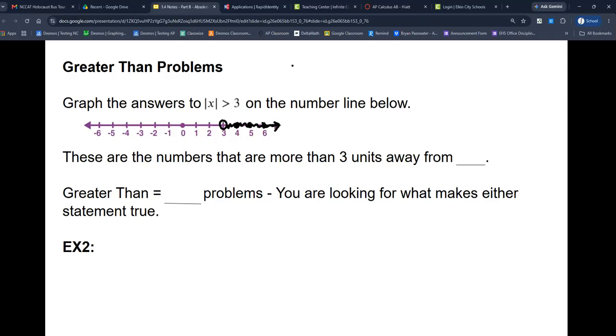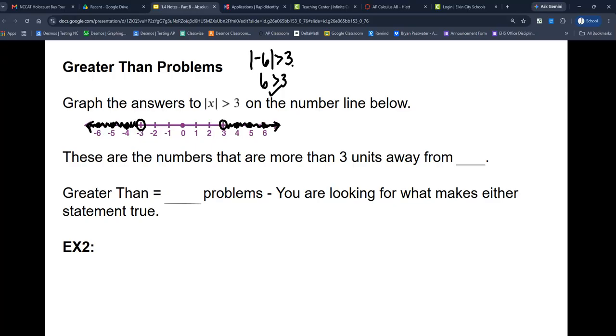Are there any negative numbers that work? Like if I tried -6, absolute value of -6 is greater than 3. What is the absolute value of -6? 6. Is 6 greater than 3? Yeah, it works. Okay, what's another negative value that works? -5 and -4. What about -3? Almost, but open circle, right? We can't use -3 itself. And we could shade here.